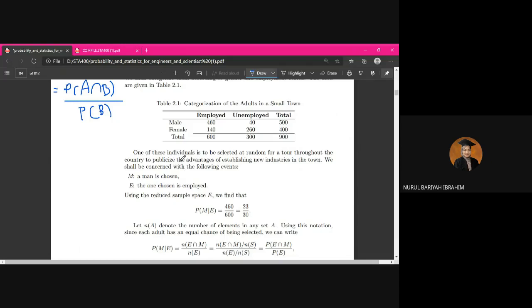One of these individuals is to be selected at random for a tour throughout the country to publicize the advantages of establishing new industry in the town. We shall be concerned with the following events. A man is chosen, denoted M, F for female, M for male. And E, the one chosen is employed. Unemployed, I denote as E complement.